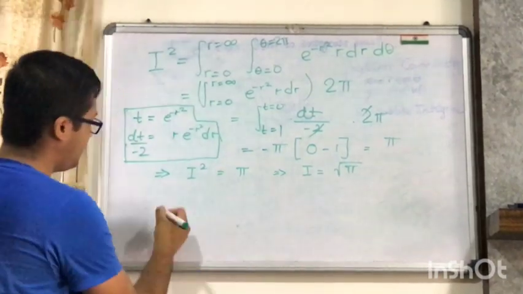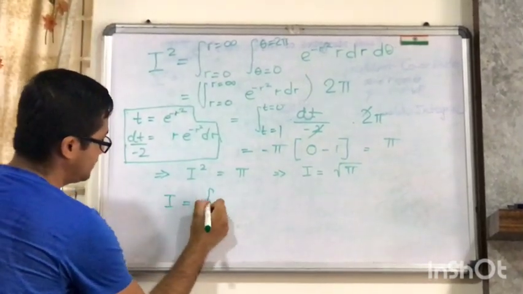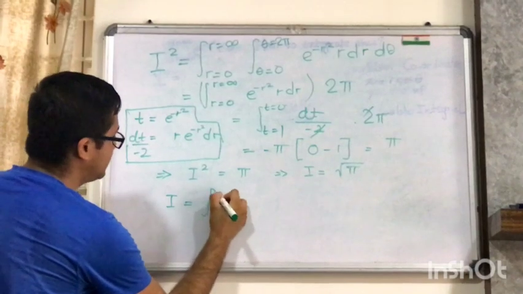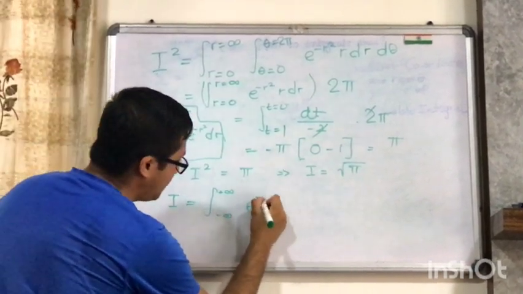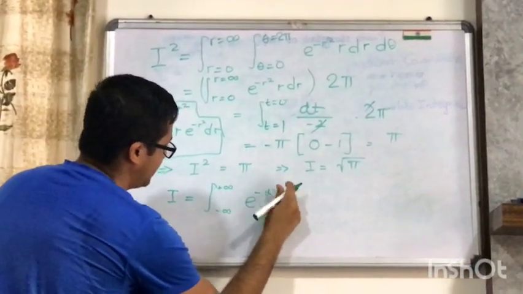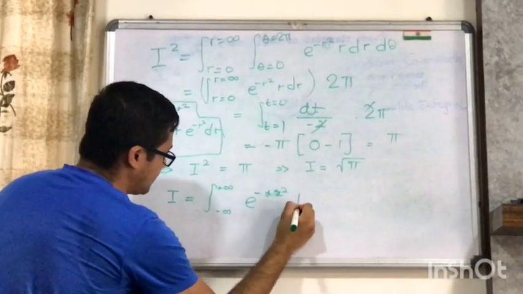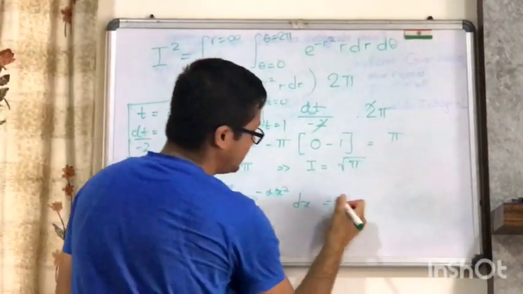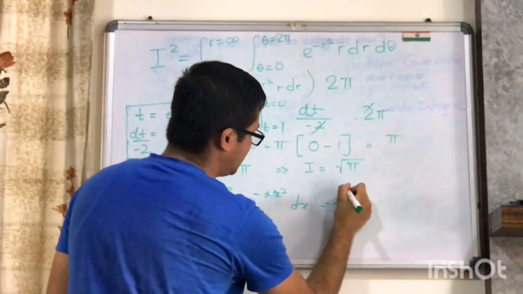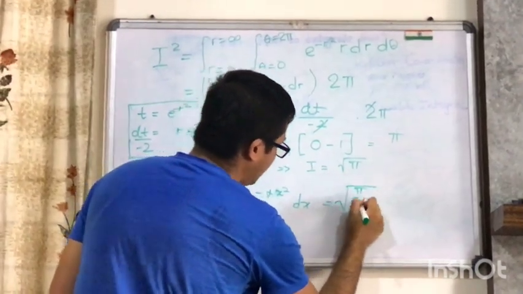So what if the question would have been the integration from minus infinity to plus infinity of e power minus alpha x square dx? The answer would have been the same, rather with a small constant, pi by alpha.